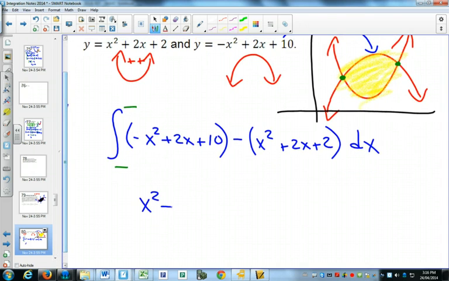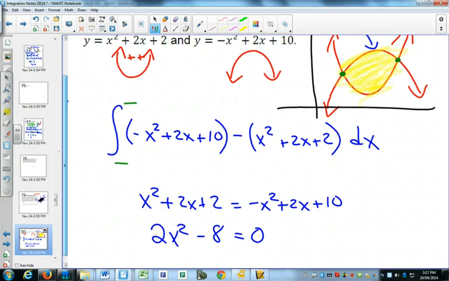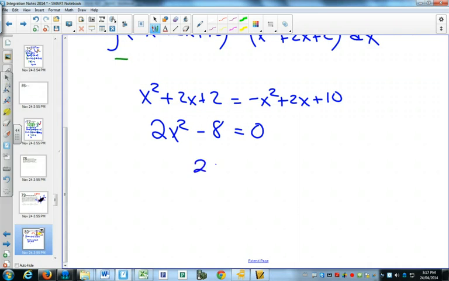So x squared plus 2x plus 2 equals minus x squared plus 2x plus 10. Move everything over to one side, you'll get 2x squared. The 2x's cancel out. Minus 8 equals 0. Would you like to factor or would you like to just isolate? Move the 8 over, 2x squared equals 8. Divide by 2, x squared equals 4. Definitely a calculator question. x equals 2 or negative 2.